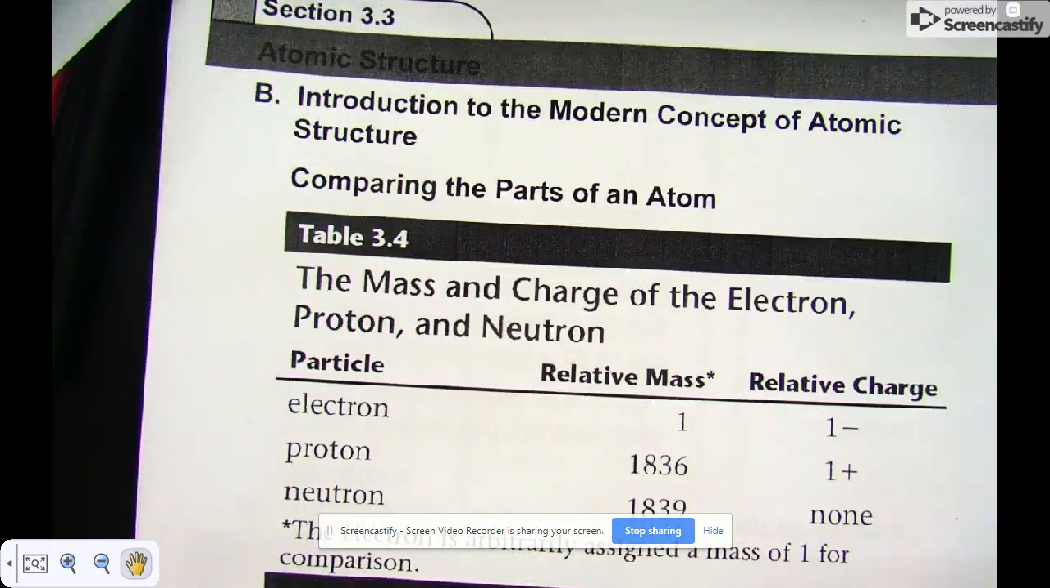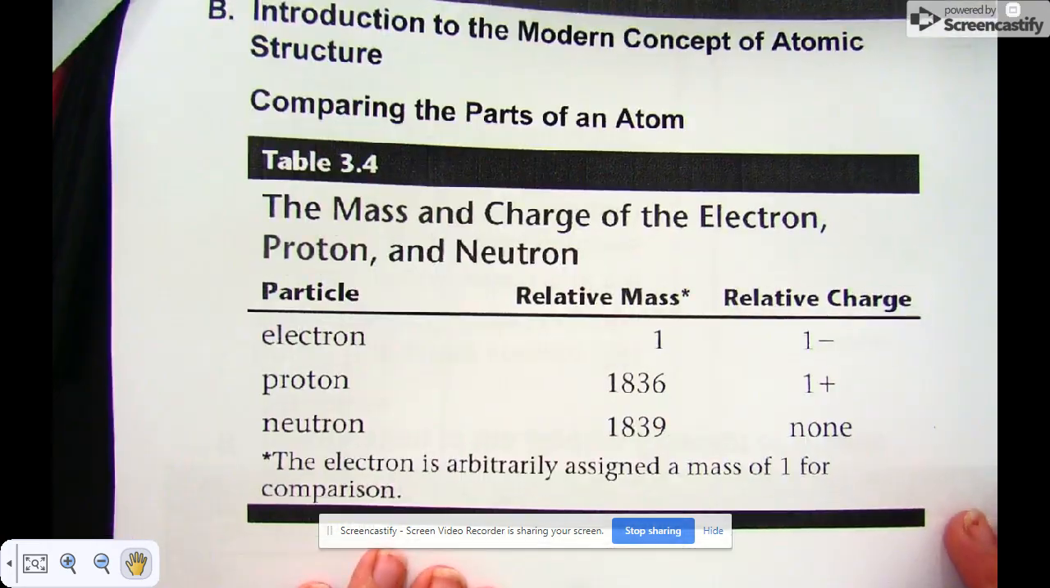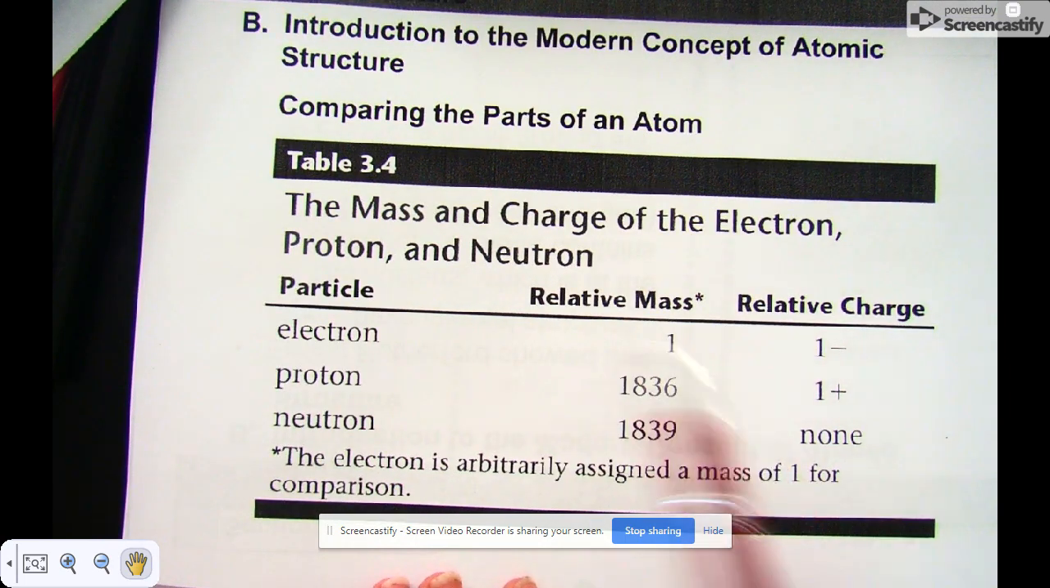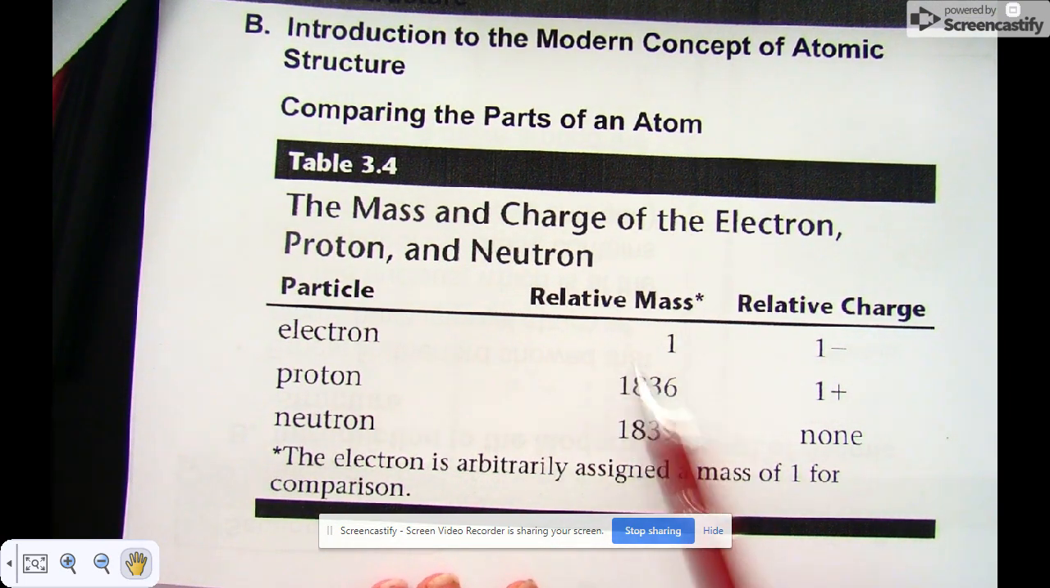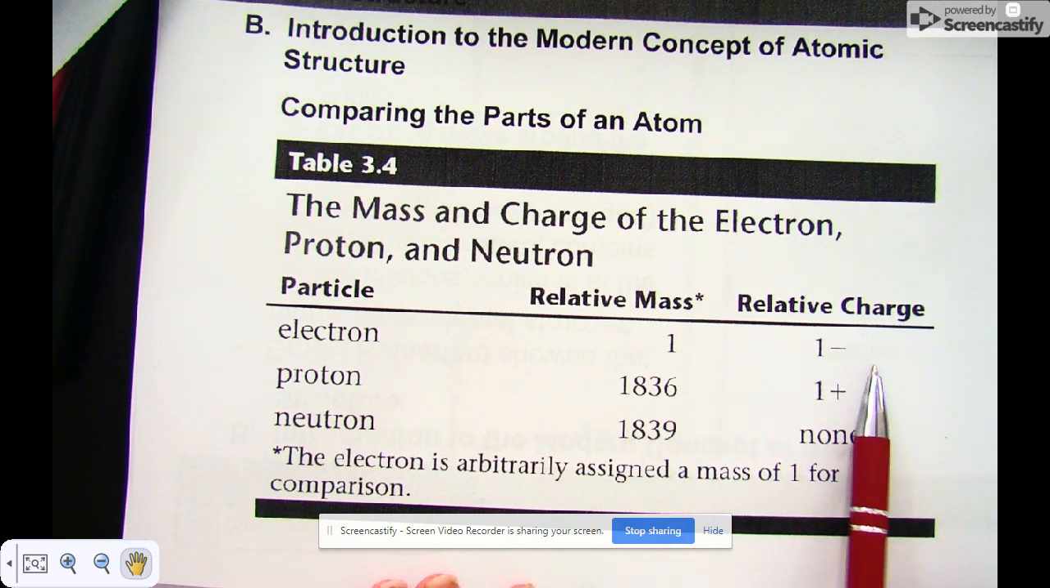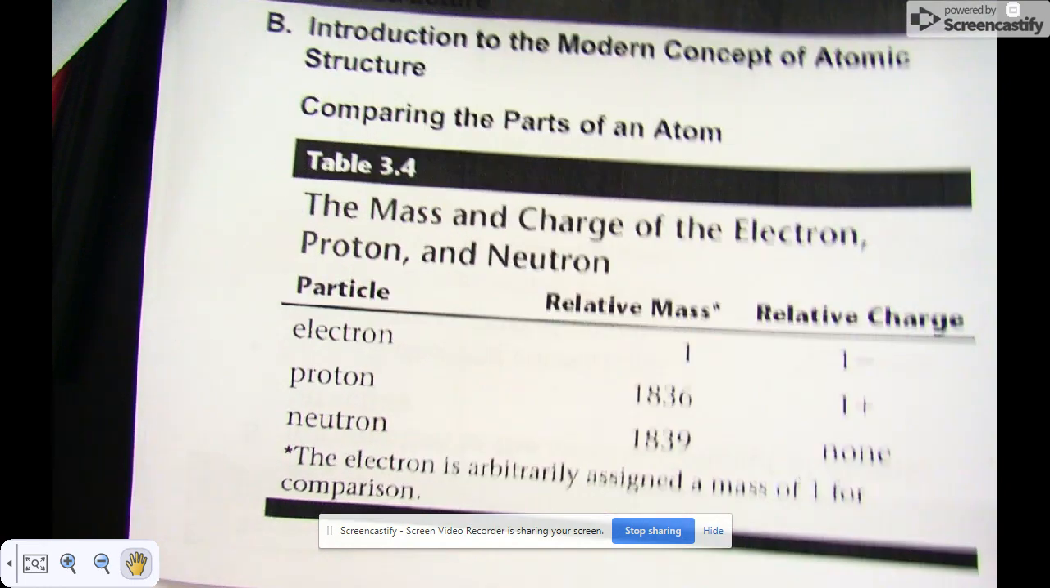This is just another structure showing you the relative weight and size of electrons to the protons and neutrons. So if an electron has a relative mass of 1, then a proton would be 1,836 times that, a neutron 1,839 times that. We know that electrons have a relative charge of -1, protons have a relative charge of +1, and neutrons have no charge.